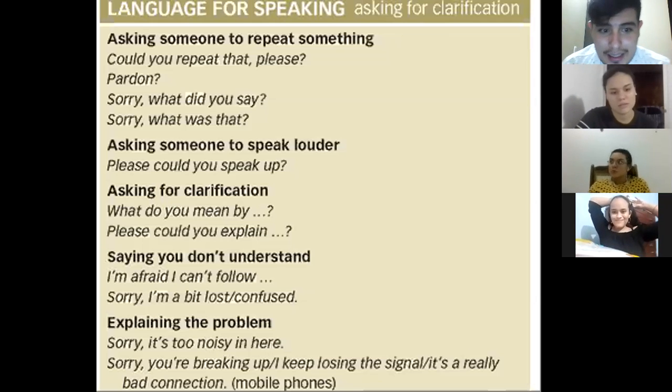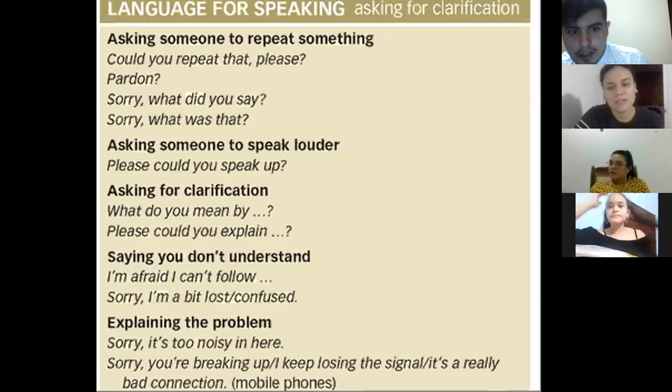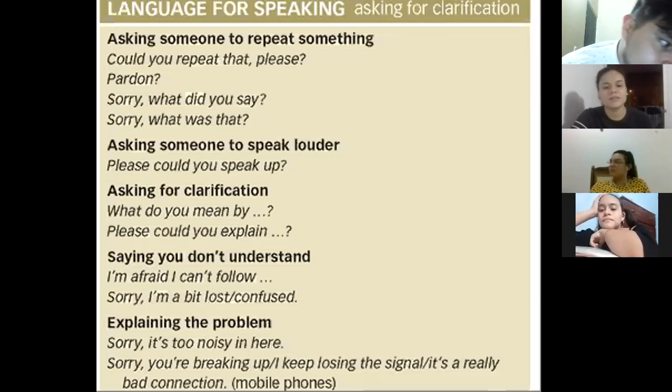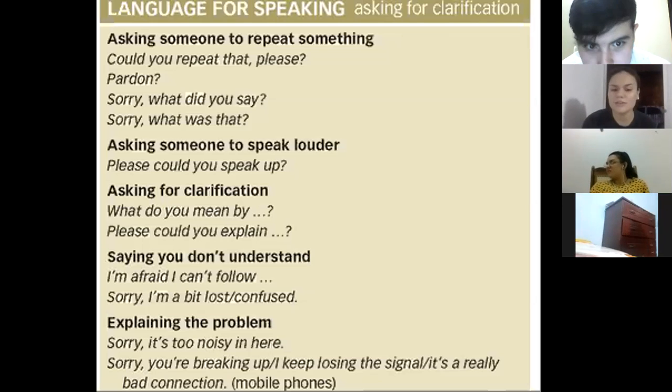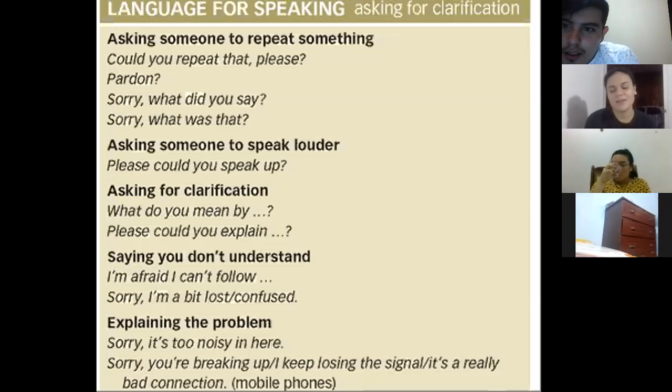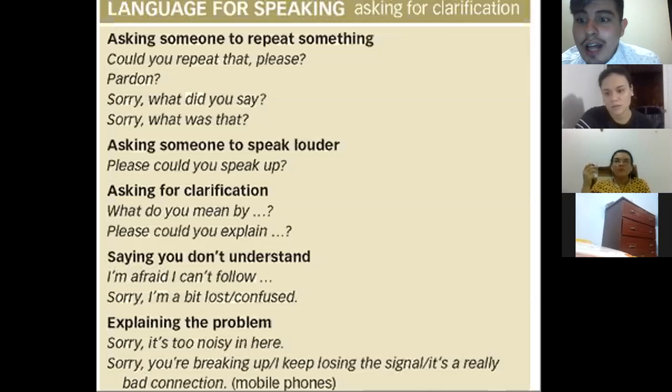Okay, that's good. Last one, explaining the problem. Sorry. Yeah? Teacher, when we use bit or little, can I say I'm little lost, a little lost? No, in that case, you use a bit. You can also say a little bit. Ah, yes. Okay, you use a little with countable and uncountable nouns, and you use a bit with adjectives. Okay, thank you.